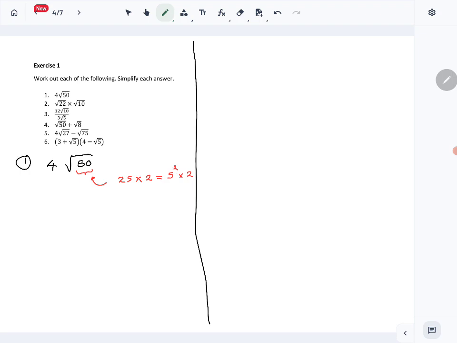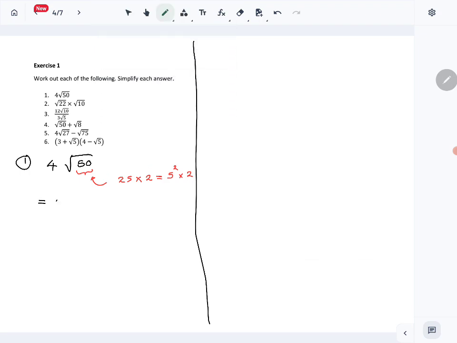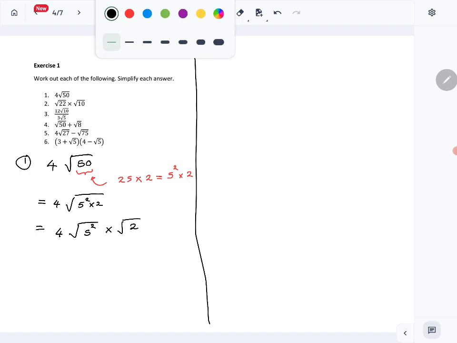So you have to write the inside number as a square number times another number, right? Then 4 root 50 is the same as 4 times the square root of 5 square times 2 inside, right? Then we can break it like this. Square root of 5 square times square root of 2, right?